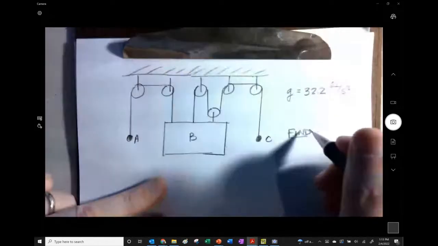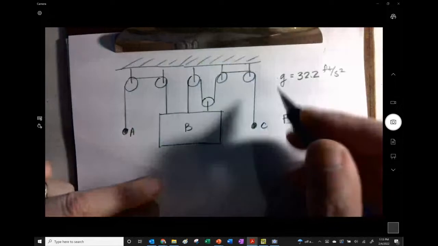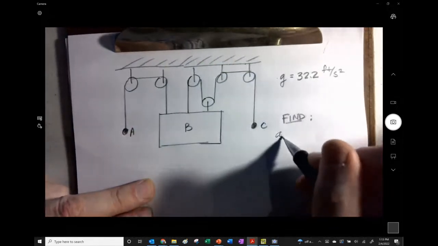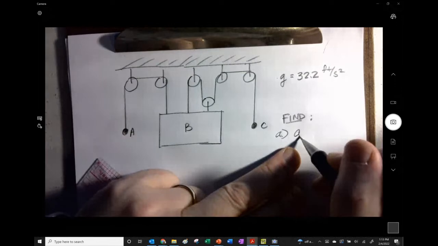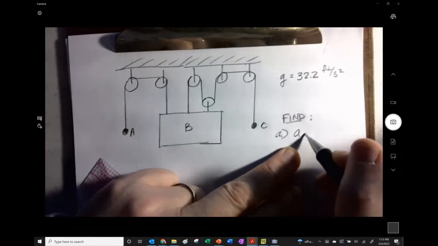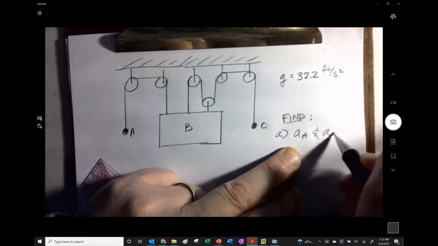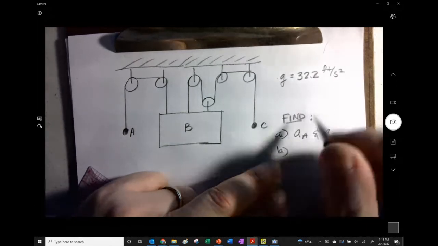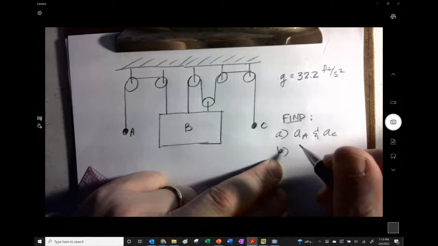Because I needed to see the parameters and stuff. So let me align this here, move that mouse over there. Okay, so I redrew the thing out, which is my process. And my find: I want to find the acceleration of the end of the rope at A and C, and then B.